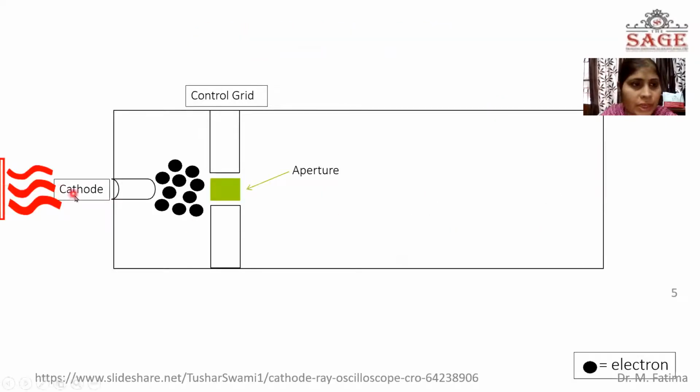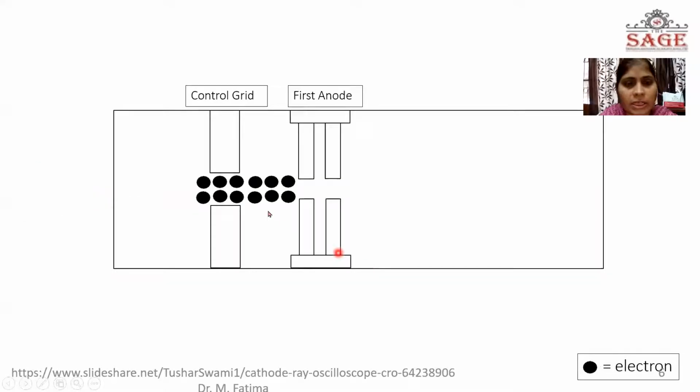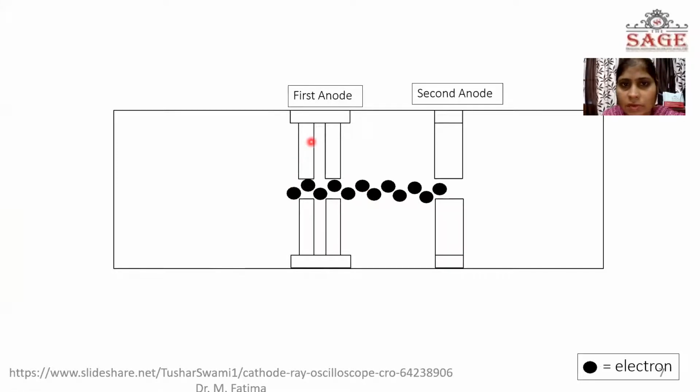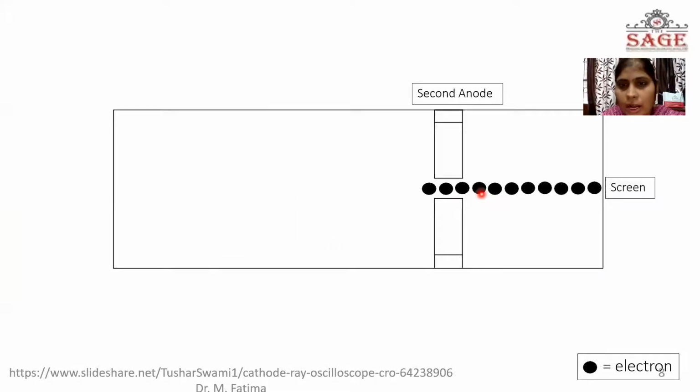see the explanation. Here the cathodes are emitting the electrons. These circles are actually considered as electrons. So these electrons are moving through the aperture of the grid. Then this beam of electrons moves through the first anode. This anode is connected to the positive potential of the supply, so electrons are attracted towards this side. Now next, the electrons will be moved towards the second anode, that is the accelerating anode, and finally the electrons will land on the screen of the CRO.